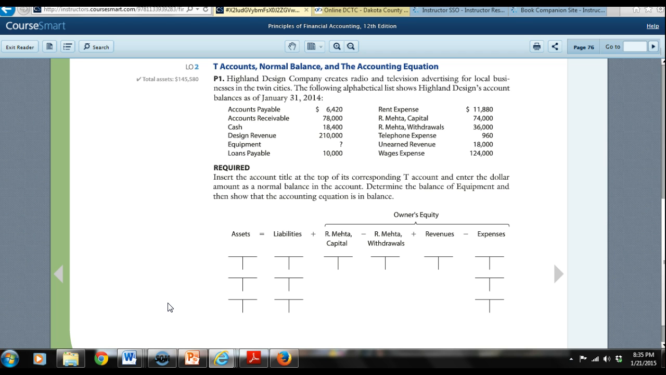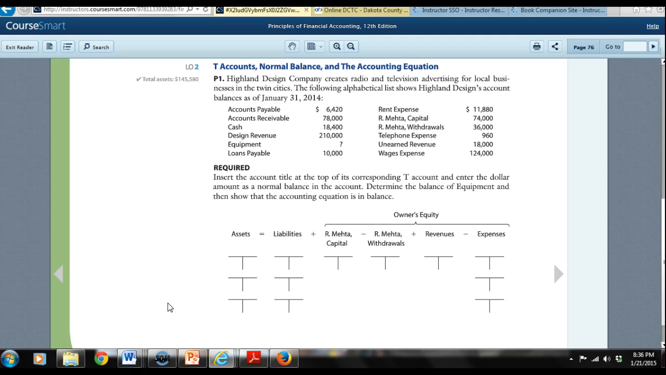Design revenue, 210,000. Revenues do what to our owner's equity or capital account? Increase it. If they increase it, what would it be? A credit. Revenues have a normal credit balance. Then expenses, they decrease our capital account. So expenses have a normal debit balance.